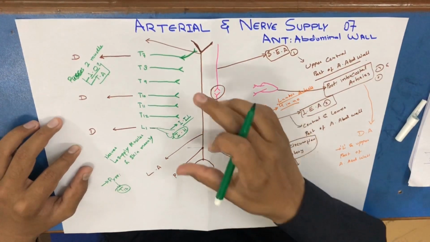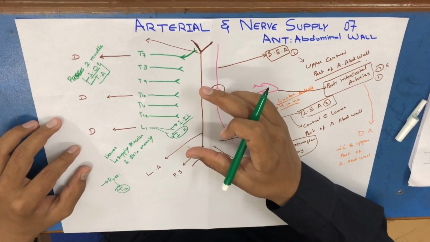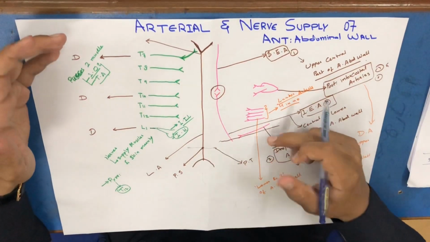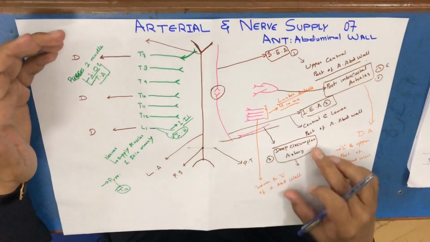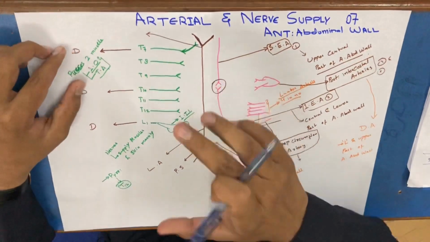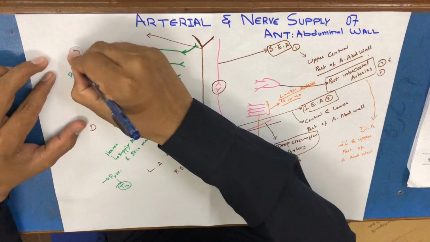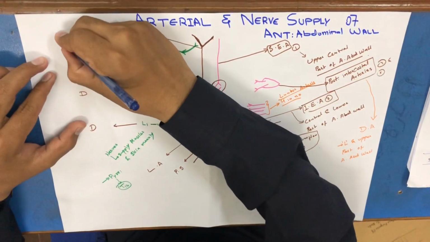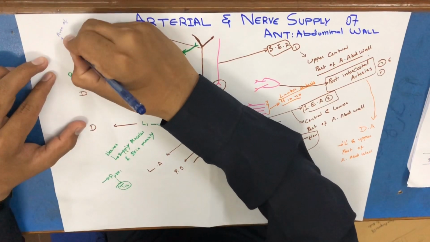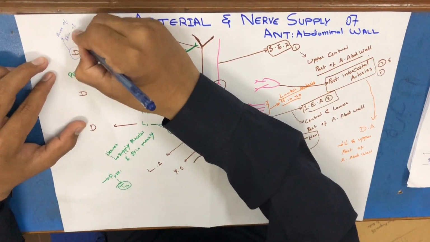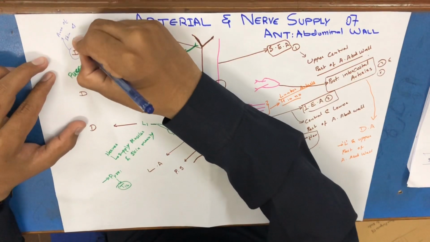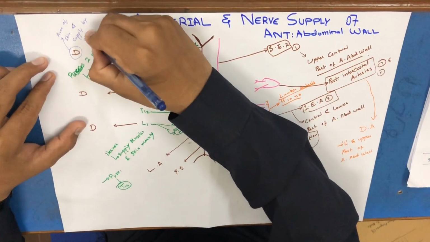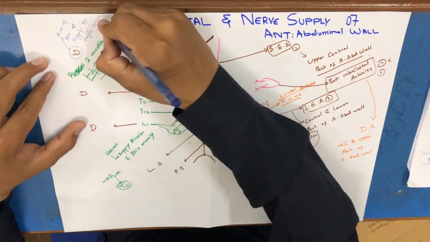So now we are going to discuss the dermatomes. It is very important. First we need to know what a dermatome is. A dermatome is the area of skin which is supplied by a single nerve. This is called a dermatome.